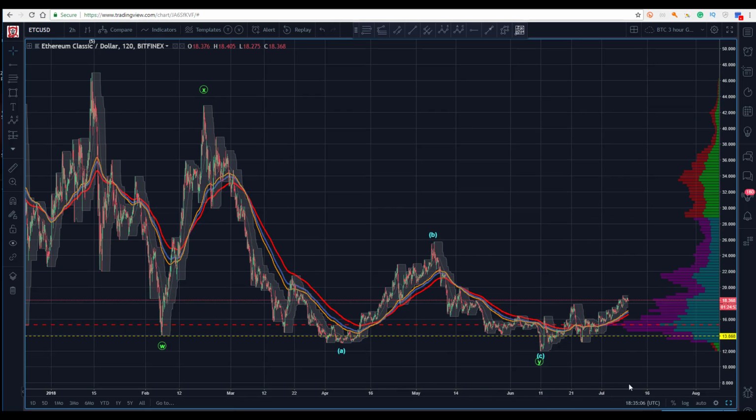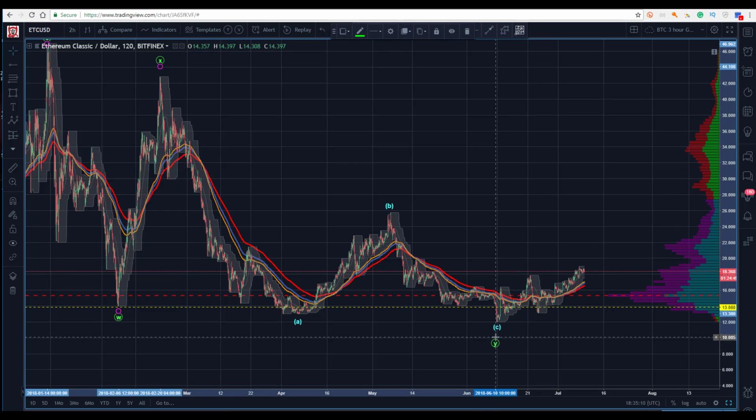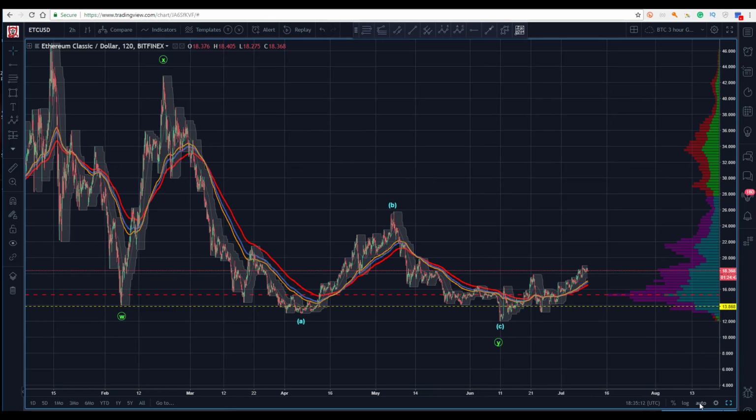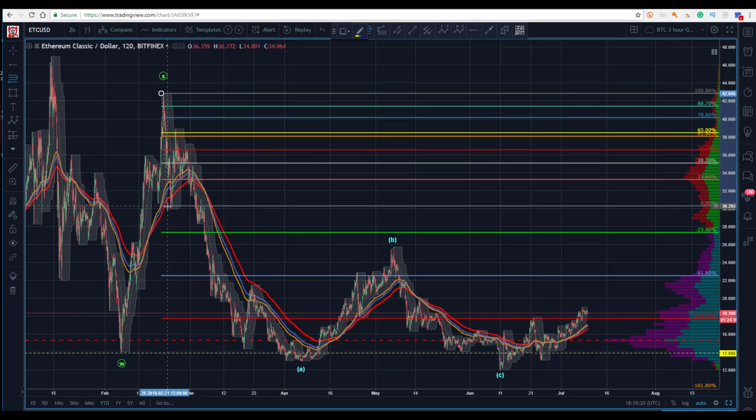I'm going to take it out of log scale so it's a little bit easier to read. Let me get back into auto. Okay, there we go. So from my swing high here, just the basic stuff, it looks like I've got a 1-2 here, from here to here.